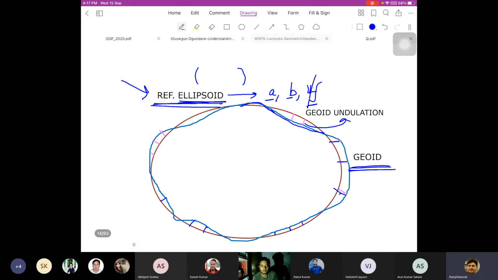So this difference or offset from this surface is called geoidal undulation. You get my point? There is an ellipsoid, and there is a geoid, because that is the actual shape of the earth, defined by an irregular shape. So this is the perpendicular offset with respect to the reference ellipsoid, and this offset is called geoidal undulation. You could also understand geoidal undulation from this fact.